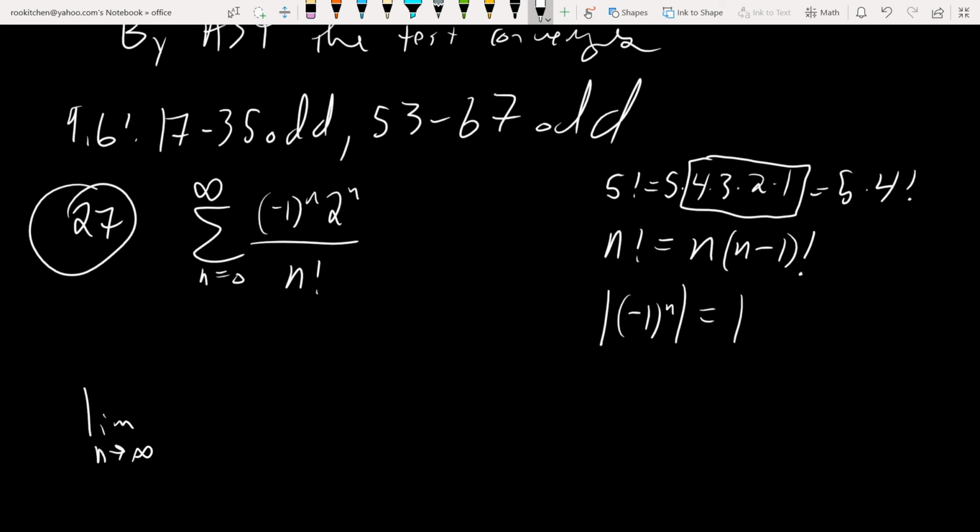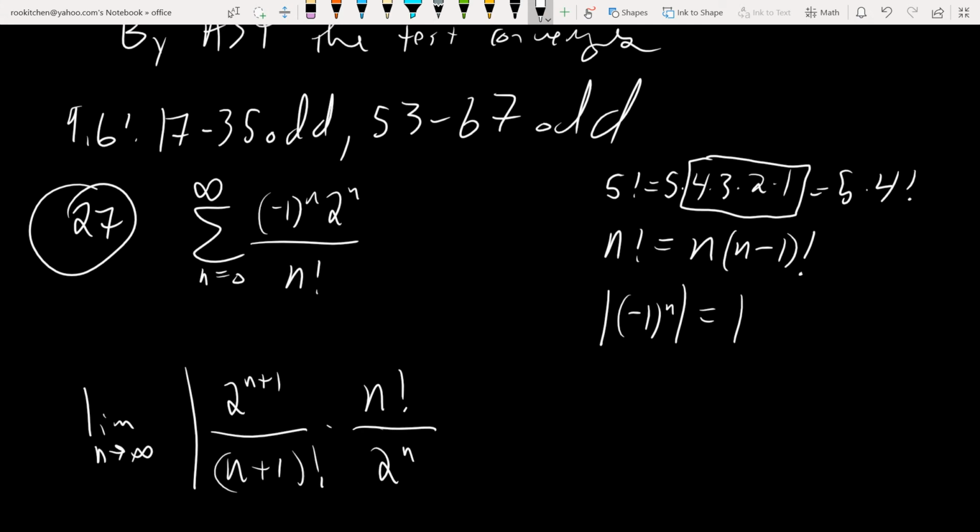So the limit as n goes to infinity of the absolute value of the ratio of this thing, I'm not going to worry about that negative 1. I just put it in the trash. I'll have 2 to the n plus 1 all over n plus 1 factorial times n factorial all over 2 to the n. You'll notice at this point it's not even necessary to have the absolute values. The absolute values really only become important when we're doing the radius of convergence later on. Anyways, here we go.